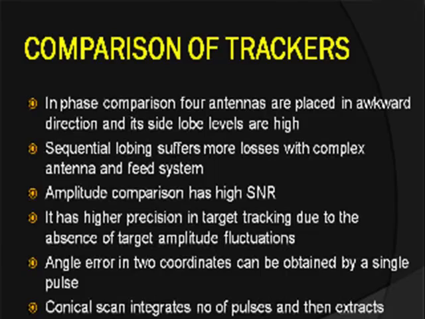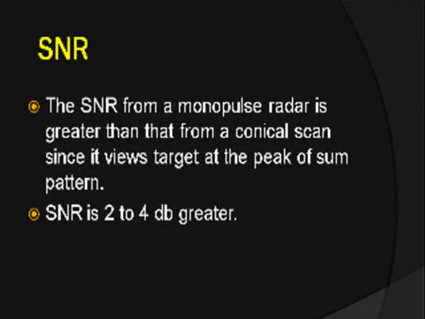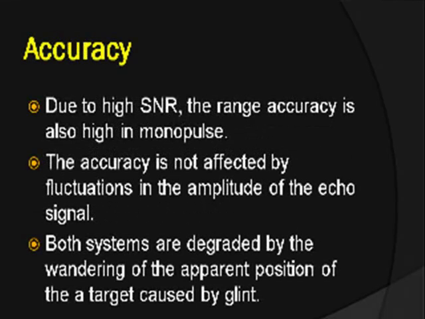Let us compare the SNR. The SNR from a monopulse radar is greater than that from a conical scan, since it views the target at the peak of the sum pattern. In that sense, the SNR of a monopulse is 2 to 4 dB greater than conical scan. Accuracy. Due to the high SNR, the range accuracy is also high in monopulse. The accuracy is not affected by fluctuations in the amplitude of the echo signal.